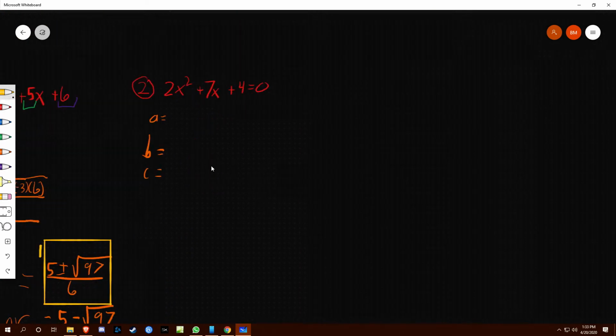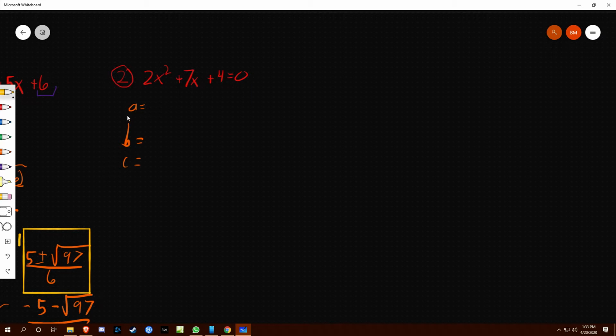All right, now let's go to the other example. Cool. So A is going to be 2, right? The number in front of the x squared. B is 7, the number in front of the x. And then C is my constant, 4. All right, I'm going to plug it into my formula.